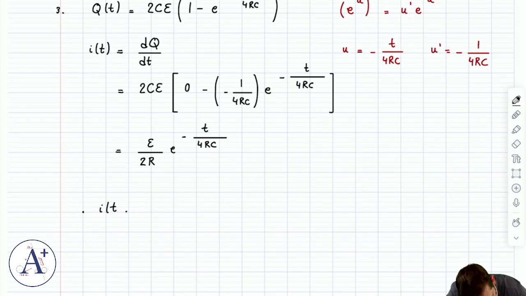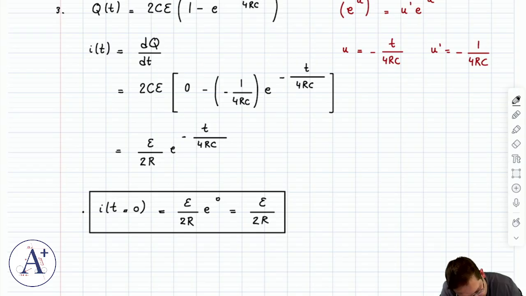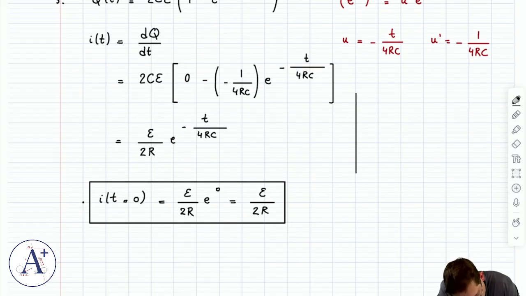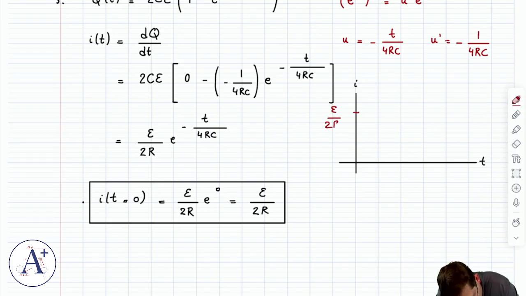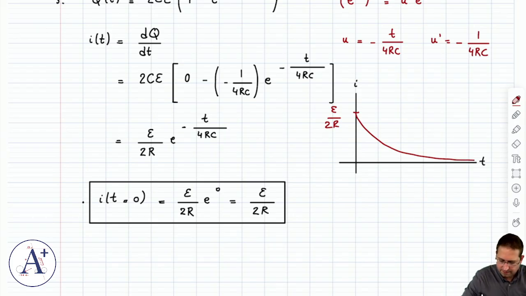And if I want the current when t is equal to 0, it's going to be epsilon over 2R, e to the 0, which is 1, so it's going to be epsilon over 2R. And by the way, if I were to graph the current, it is a decreasing exponential. So if this is I and this is t, the current would start at a value epsilon over 2R, and then exponentially decay, with 0 being an asymptote. Let's try to show that a little better. Something like that. There we go.